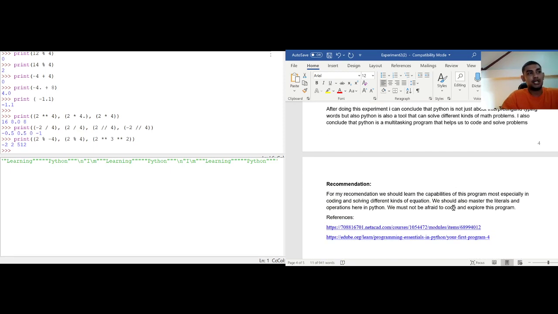So for my recommendation, we should learn the capabilities of this program, most especially in coding and solving different kinds of equations. We should also master the literals and operations here in Python. We must not be afraid to code and explore this program.